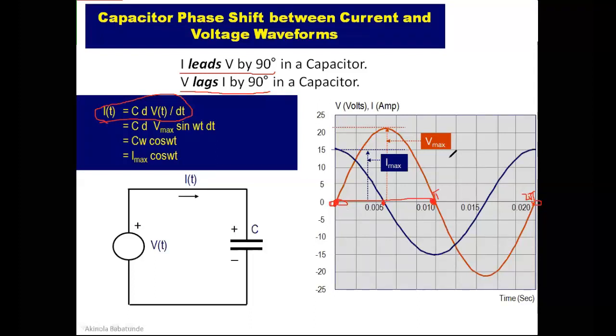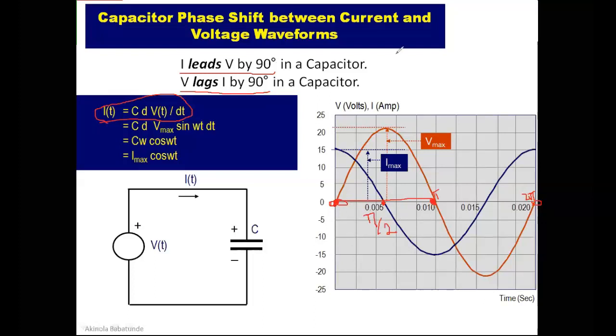So when you draw this time waveform for voltage and current, you will find that current is ahead of voltage by 90, by pi over 2. Current is ahead of voltage by pi over 2, which is also referred to as 90 degrees here. And the voltage is lagging behind current by the same amount, which is pi over 2.